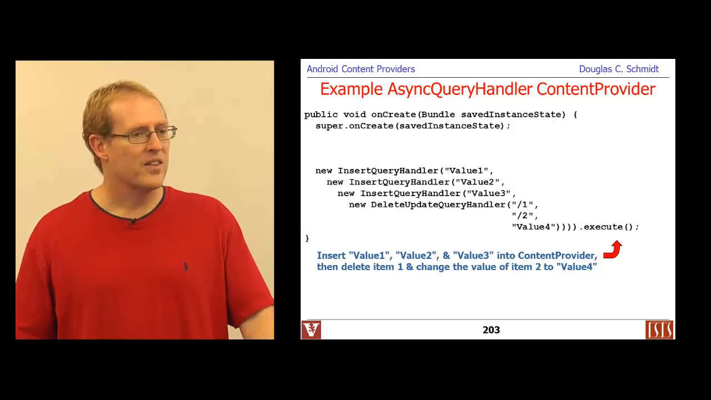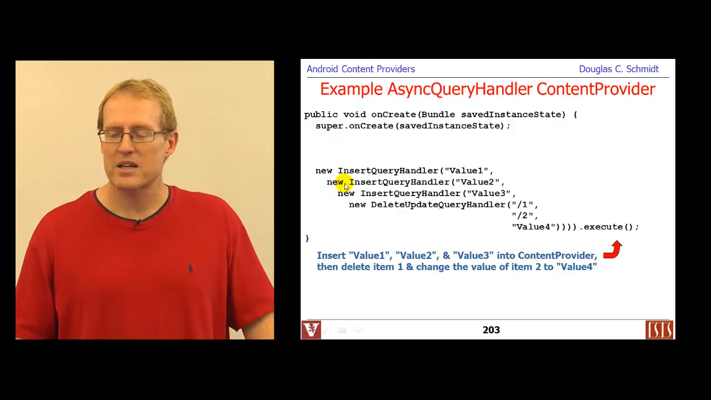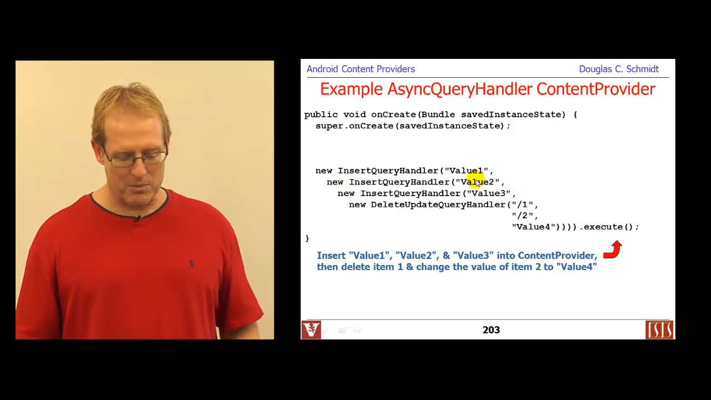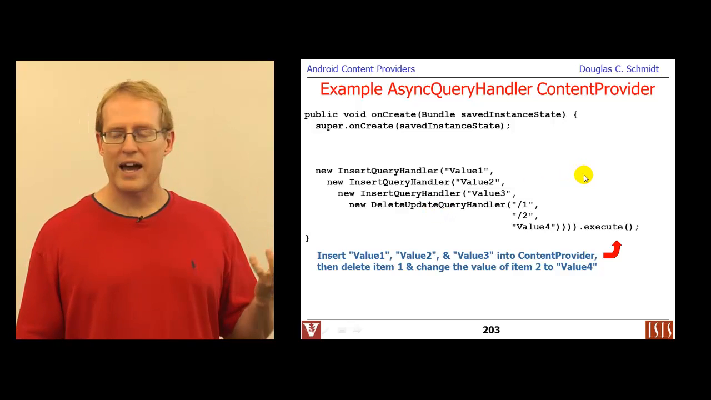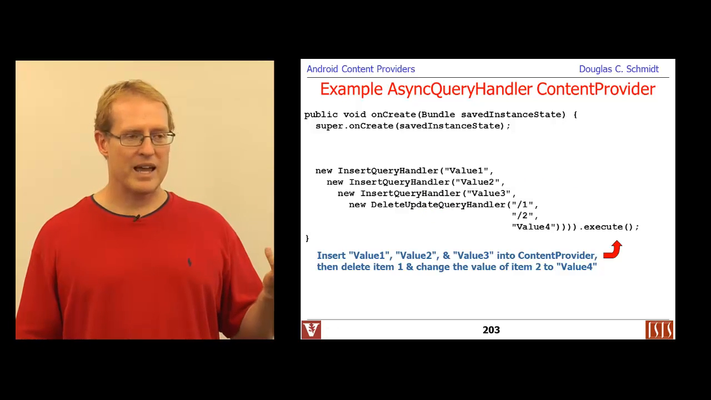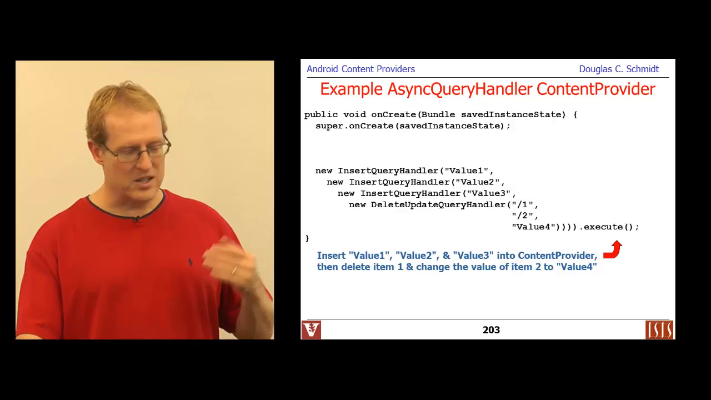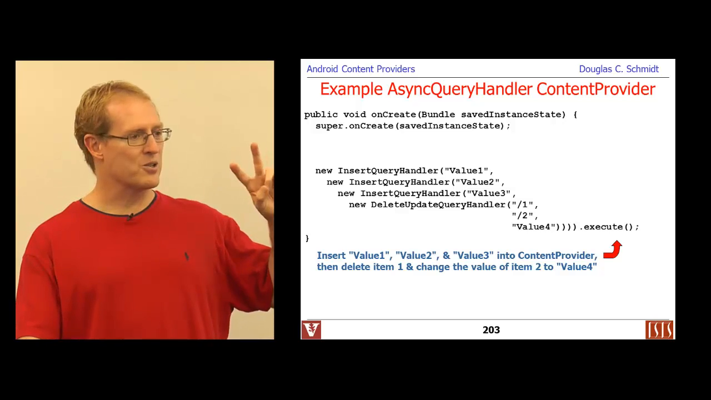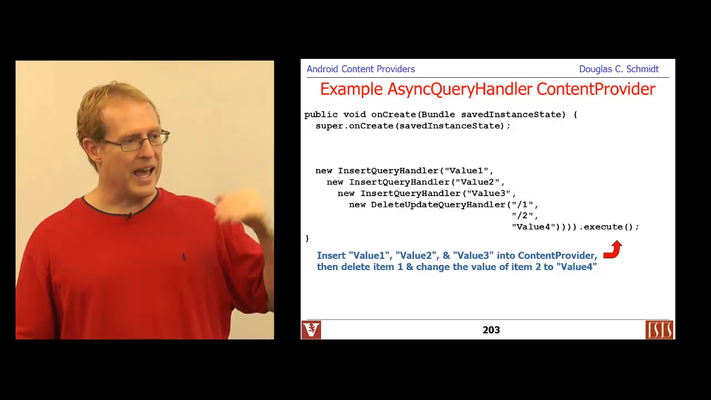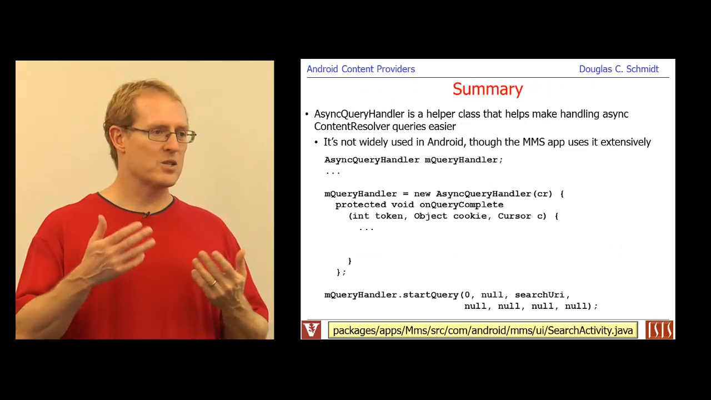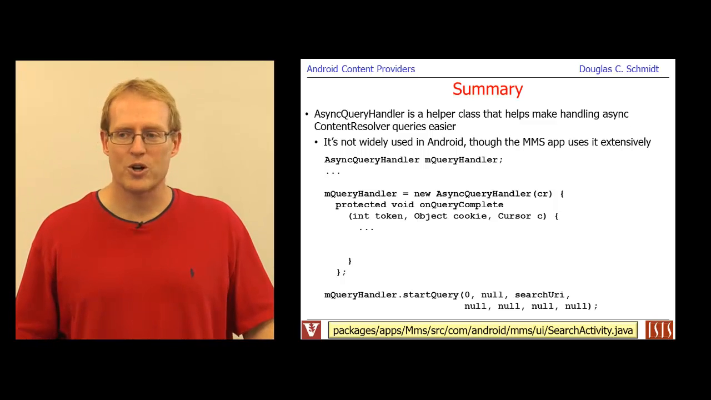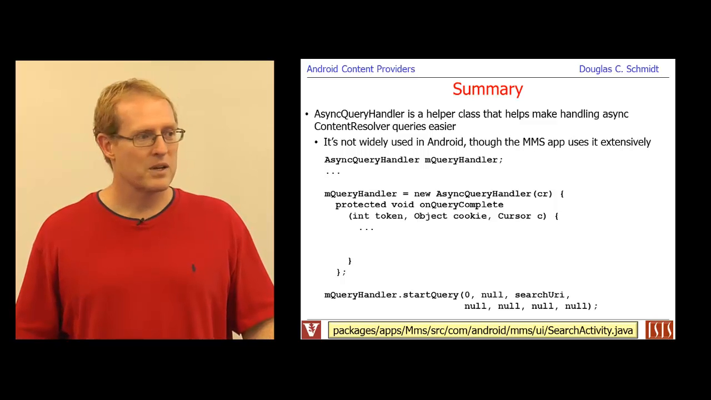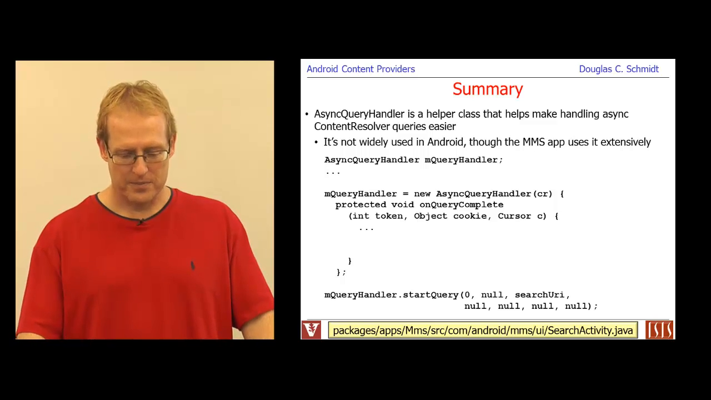One of them is the MMS and SMS application, where it's used extensively. For example, when you do a query to search for a pattern in your SMS and MMS logs, it does an asynchronous query with the particular search sequence you're looking for. And when that query is finished, it sees what came back, and then it displays that in a view, so you can see what the search query returned. There are not many other places where this is used in Android except for MMS and SMS, but it's used there extensively for a bunch of different kinds of things.